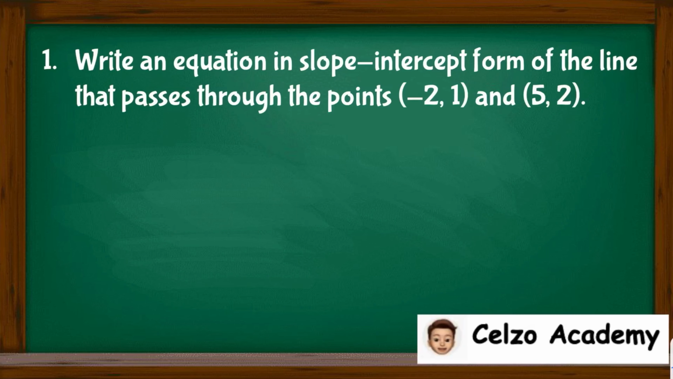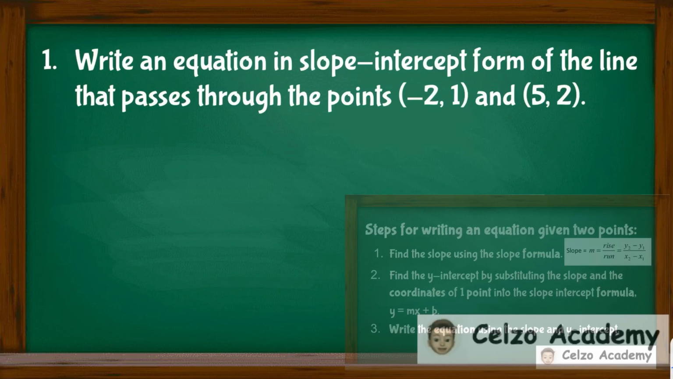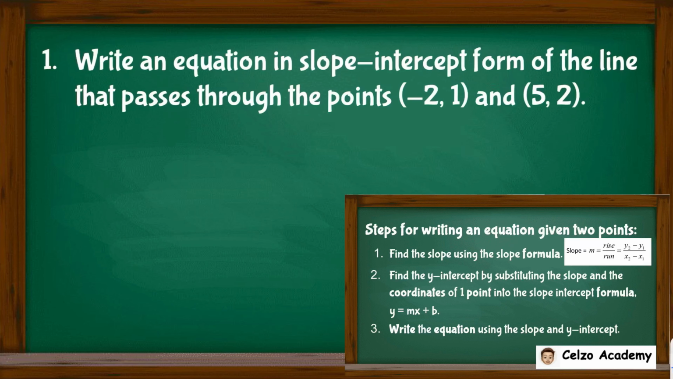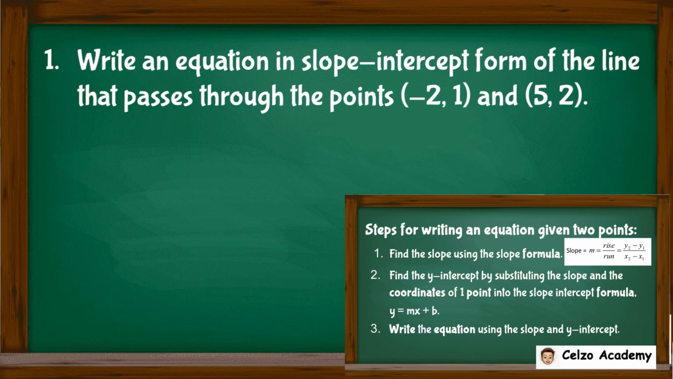Write an equation in slope-intercept form of the line that passes through the points -2, 1 and 5, 2. In writing equations in slope-intercept form, we need two things. First is the slope, and second is the y-intercept. Since we're given the 2 points -2, 1 and 5, 2, the first thing that we need to solve is the slope using the slope formula y2 minus y1 over x2 minus x1.